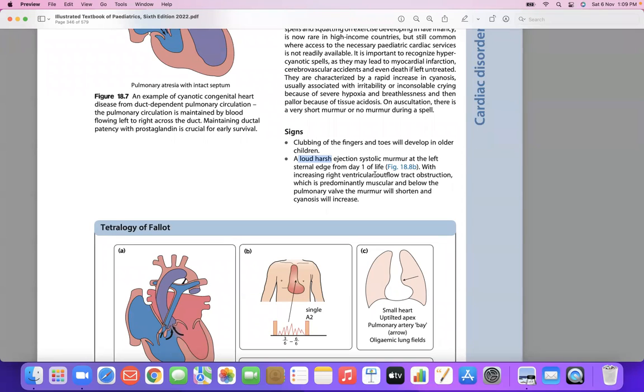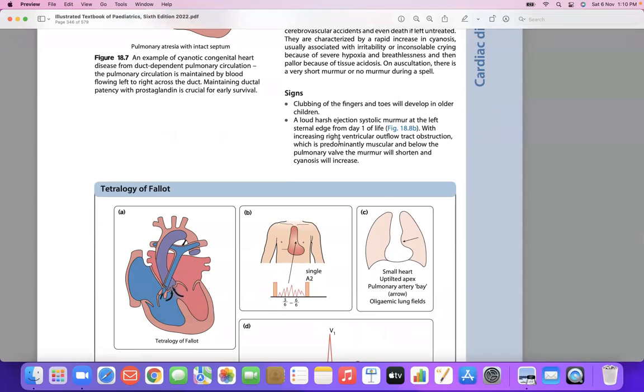With increasing right ventricular outflow tract obstruction, which is predominantly muscular below the pulmonary valve, the murmur will shorten and cyanosis will increase. So in the beginning, they will have a loud, harsh ejection systolic murmur. As they grow, the murmur will reduce and the cyanosis will increase, because here it is not the valve that is stenosed. It is the increase in the right ventricular outflow tract obstruction, which is predominantly muscular below the pulmonary valve.